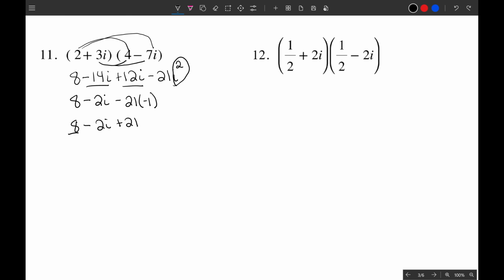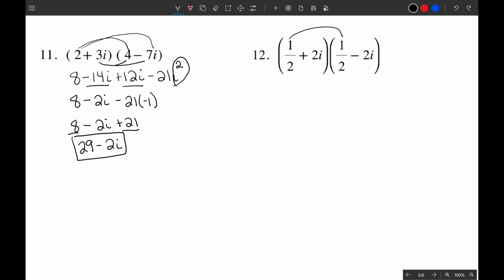And now I have like terms 8 and 21. And I want that to go in front because I need my i to be the term at the back so that I'm in the form a plus or minus bi. 8 and 21 make 29. And then you have that minus 2i. So here we got a complex number because we have a real part and an imaginary part.